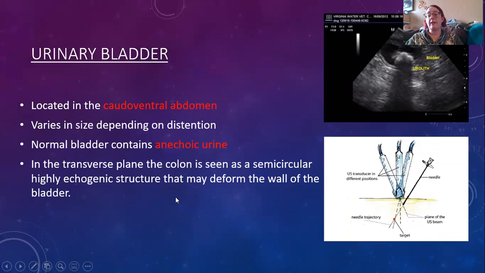The urinary bladder will be in the caudoventral abdomen, and it can vary in size depending on how much urine is present. Urine should be anechoic, so it should be blackened in color. And depending on how much is in the colon, we may see some variation in size and shape of the bladder based on the pressure.